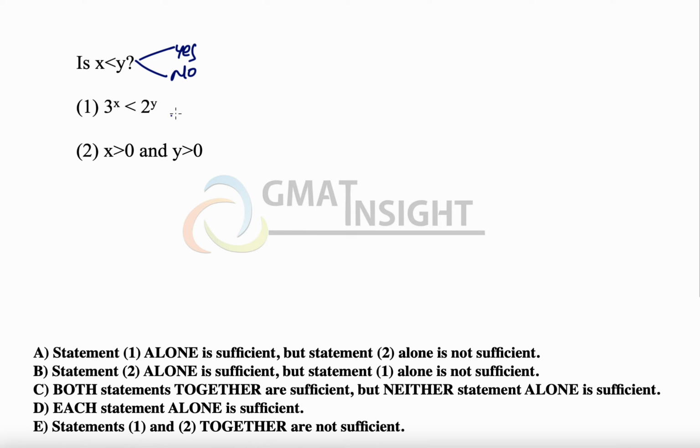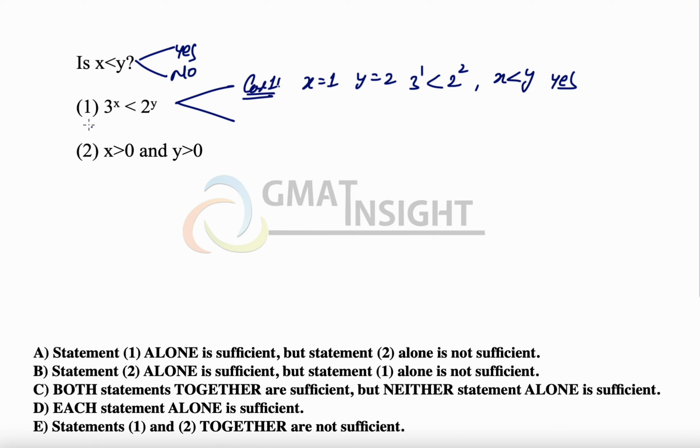is not sufficient. So we have to think about the possibilities of x and y which satisfy this statement but give inconsistent answer to the question. So one possibility that I can think of which is very easy is I can choose x equal to 1 and y equal to 2, because 3 raised to the power 1 is less than 2 raised to the power 2, and x is less than y, which means answer to the question is yes.